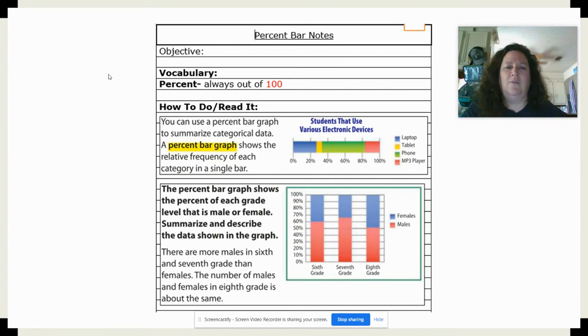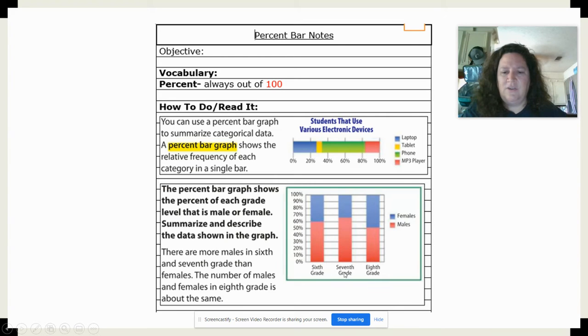Remember, percent is always out of 100. If you can remember that percent is always out of 100, you'll be on the right track, okay? So you can see we have percent bar graphs that go side to side. We have ones that go up and down. These kind of look like regular old bar graphs, but they're kind of funky because you've got a top half and a bottom half. Notice on this one, the blue is females and the red is males.